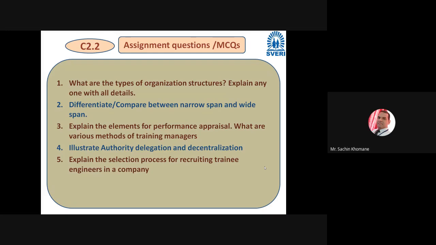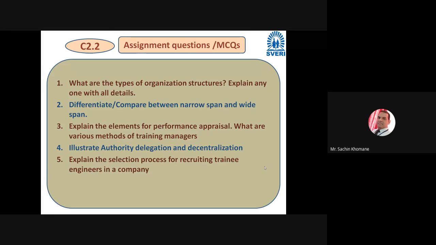Then next, explain the elements of performance appraisal. For appraising the employee's performance, certain elements need to be considered, that you have to explain. And next part in this question, what are the various methods of training managers? For training the manager, there is a certain procedure we need to follow. That you have to explain.